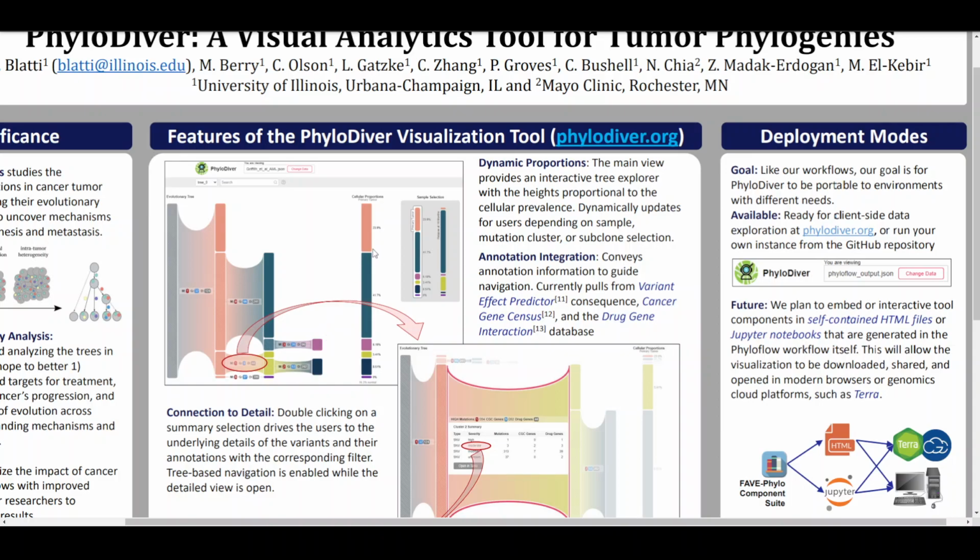updates for the user. So if they select a different sample, if they select a particular mutation cluster, or they select a particular subclone, all of these proportional heights will update throughout the main window.